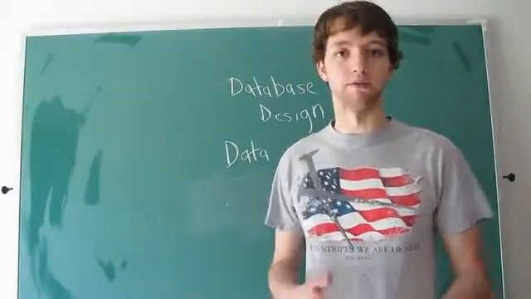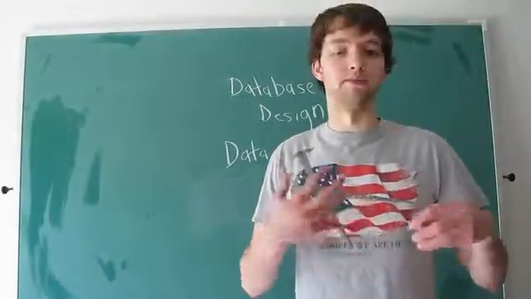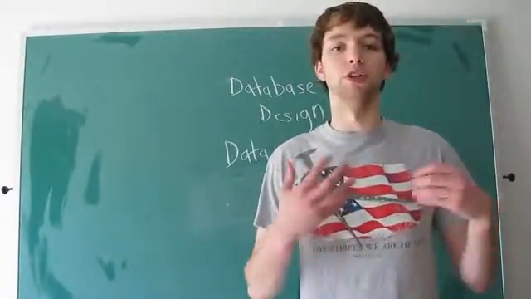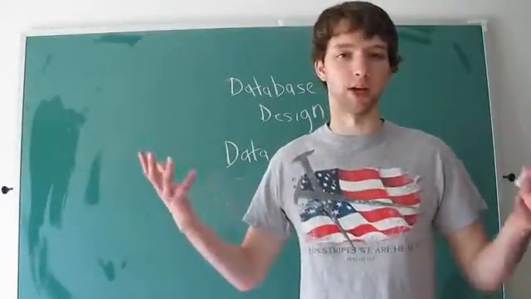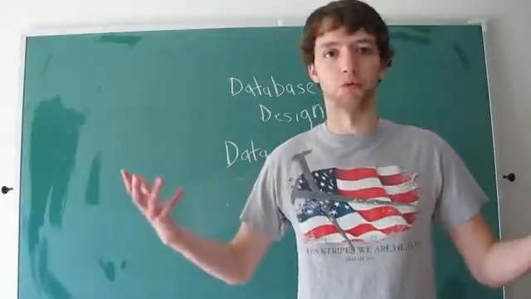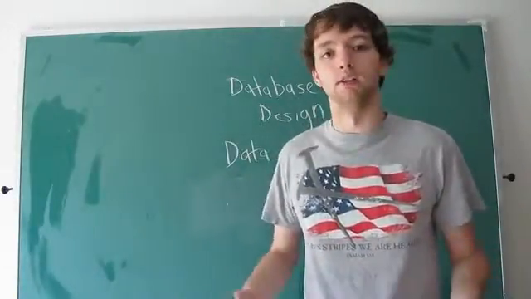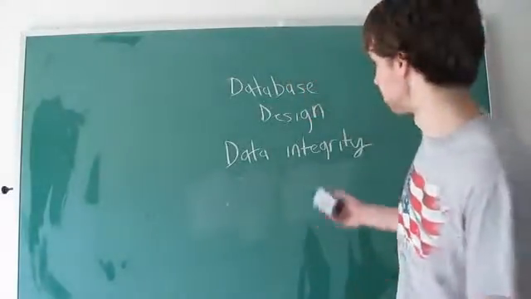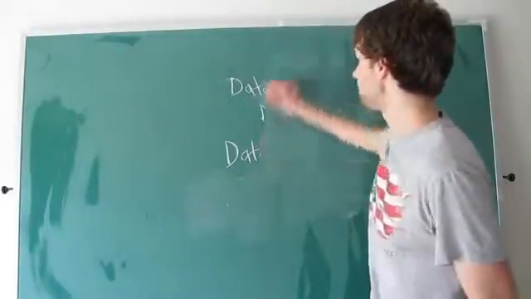Another example is if your database is designed badly and you have repeating data, well then one copy of the data can update and the other one's left behind. So now you have two addresses for one person, which should just be one address. That's another example of a data integrity problem. So we'll be getting into specific cases of data integrity problems as we go on.